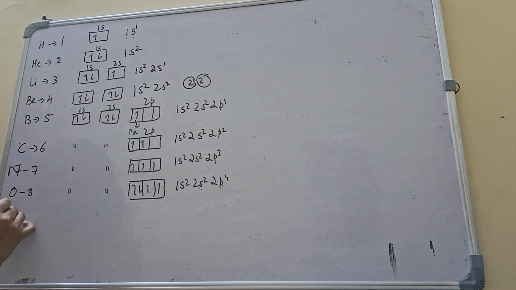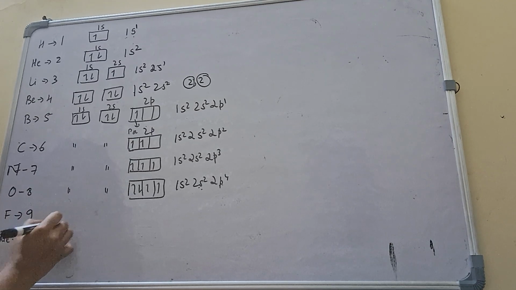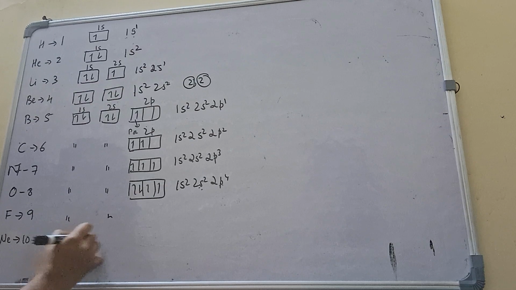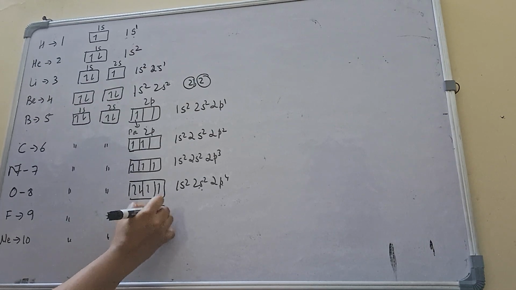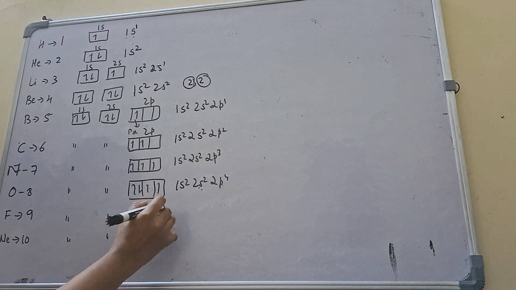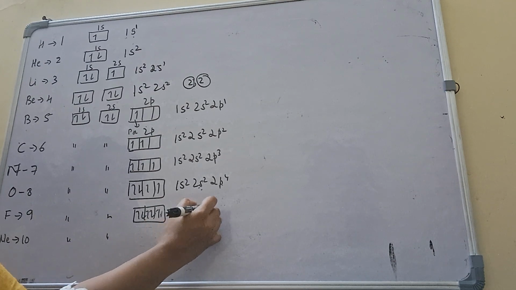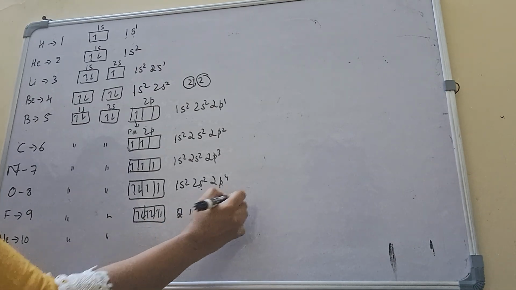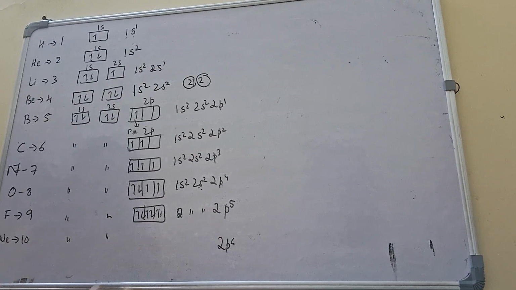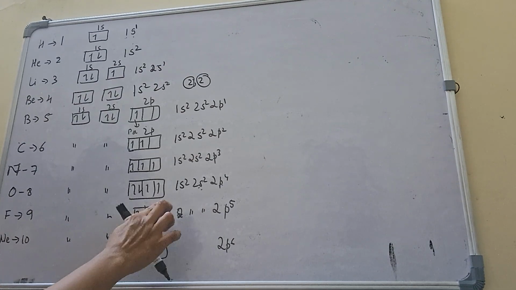Next after oxygen it is fluorine, which is 9, and neon, which is 10. So this part will be the same, only it will be 2p5 for fluorine, and here it will be 2p6 for neon. That means the 2p subshell is completely filled here.